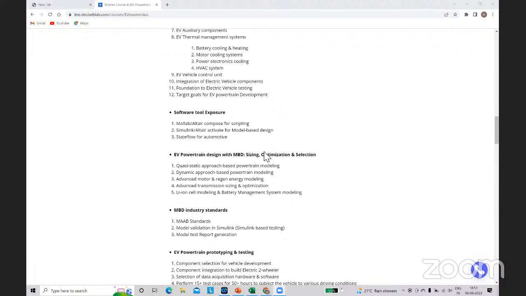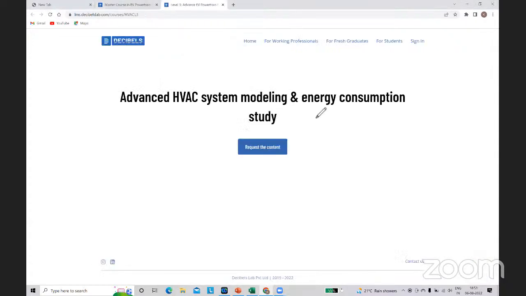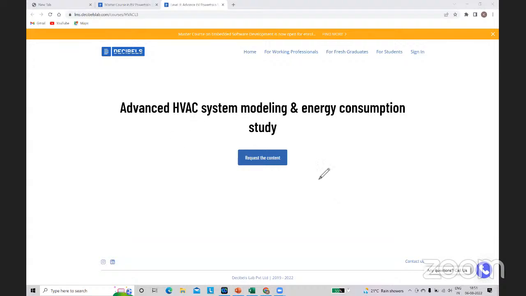Yes, Vinik, I think the link has been put in. Okay. Let me check that link. Yes. This is actually the course page. You have to request for content, and you will get to know what exactly is inside the HVAC system and modeling. These are paid courses. We only provide courses related to automotive systems.